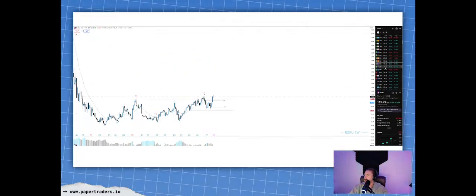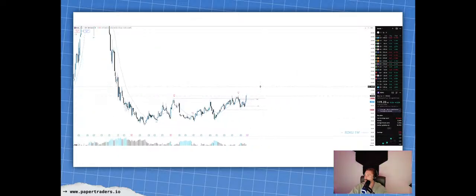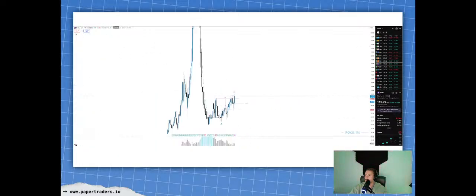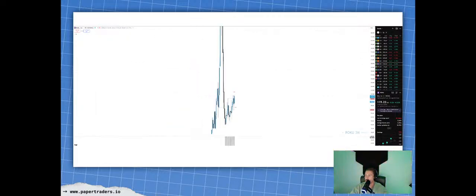Let's see. Roku weekly breaking out of this monthly. So far showing SFP, but I would like to see if they can hold it above that. Let's see what they do. And Roku monthly.